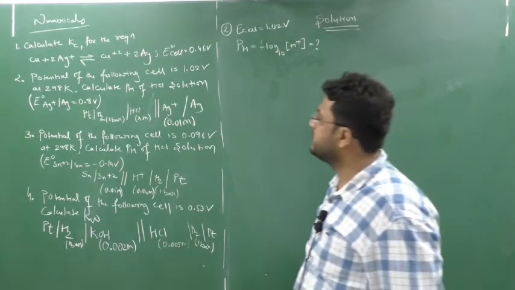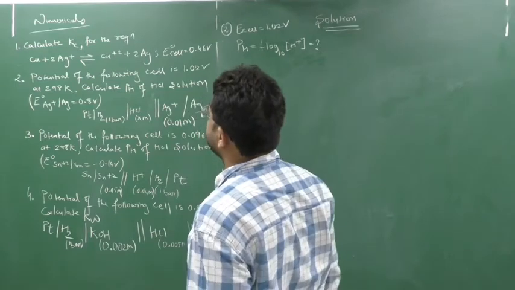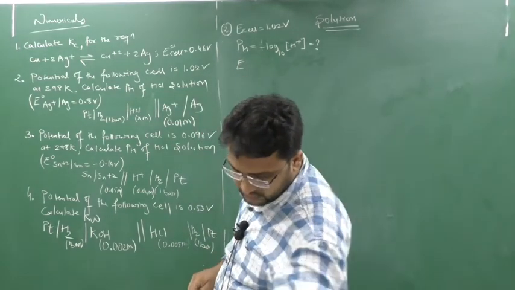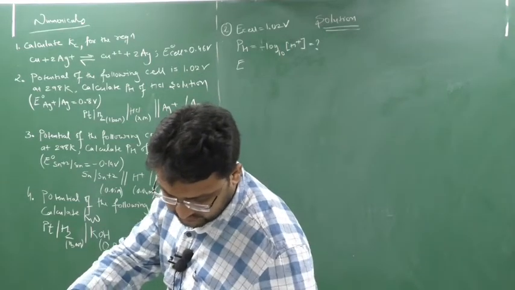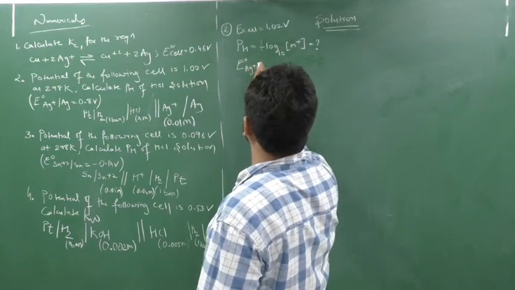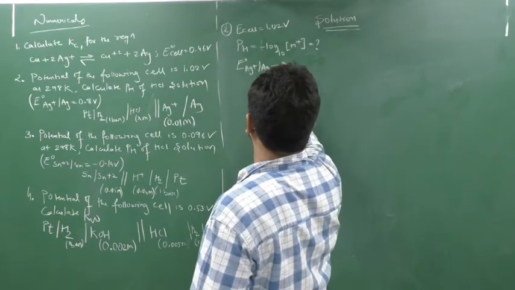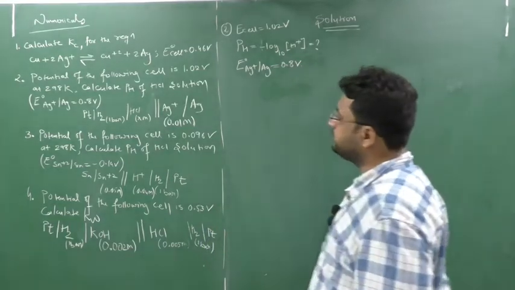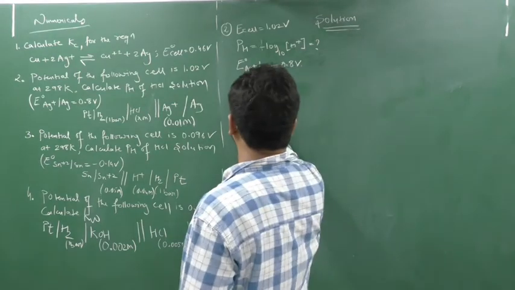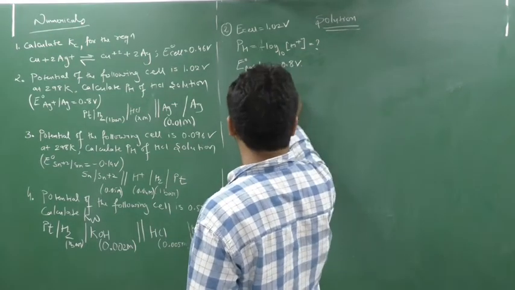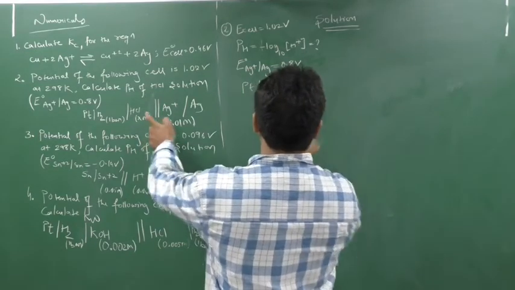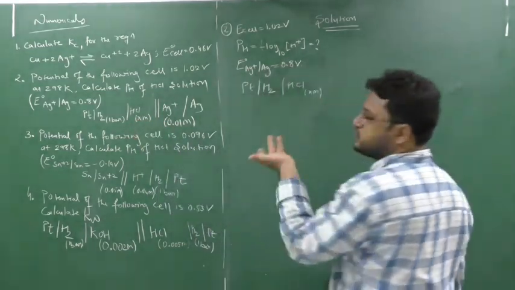Okay, this is clear. And they have given E0 Ag plus slash Ag equal to 0.8 volt. Wait a minute, they have given 0.8 volt. So E0 Ag plus slash Ag equals 0.8 volt. They have given one cell also, so I will write that cell: Pt slash H2 slash HCl. In that HCl they have given X molar. I can write HCl or H plus, one and the same.